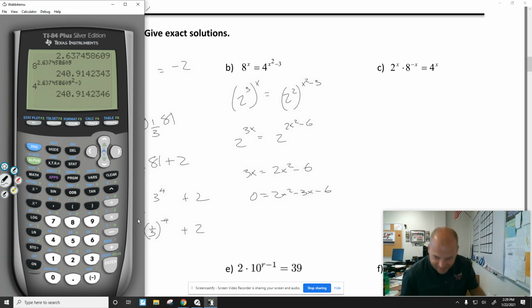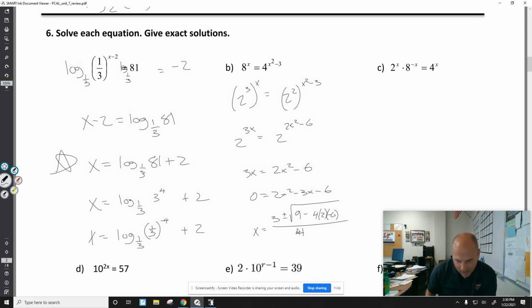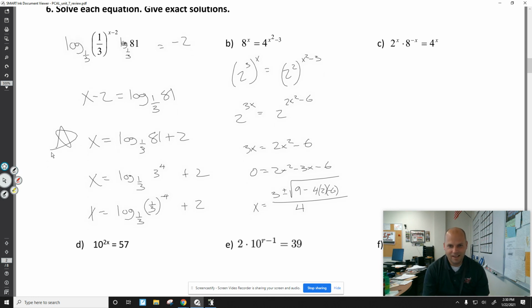Oh, goodness. You guys remember the quadratic formula? X equals negative b plus or minus the square root of b squared minus 4ac all over 2a. If you took Algebra 1 with me, you would have learned that song. All right, so those are our two solutions.